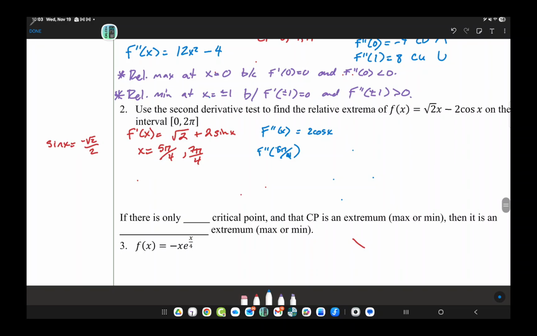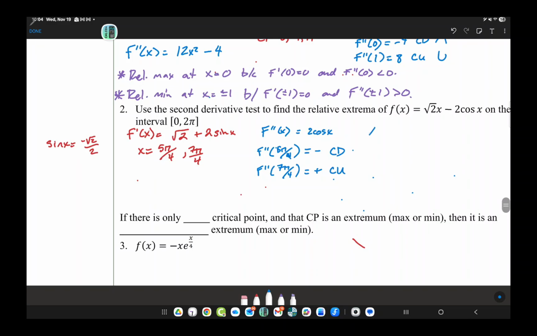Now, here's the thing. Does it really matter what the value is? No, it just matters if it's positive or negative. 5 pi over 4 is in what quadrant? The third. What's positive or negative in the third quadrant? Everything's negative in the third quadrant, right? So this is going to be negative, which means this is concave what? Down. Okay? f double prime of 7 pi over 4 is in the fourth quadrant, and cosine is what in the fourth quadrant? Positive in the fourth quadrant, so concave up.